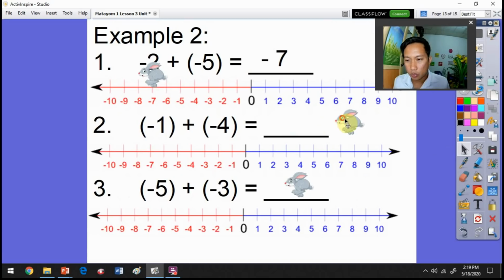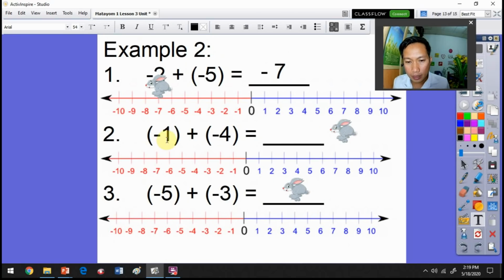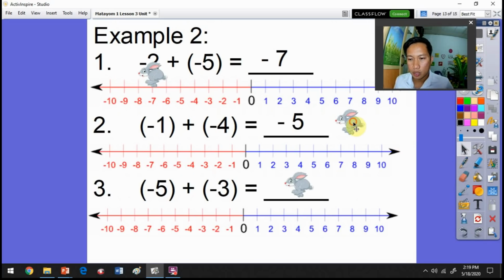Now let's check our concept here. Okay, negative 1 plus negative 4. Both of them are negative. So our answer is negative. 1 plus 4 equals 5. So let's check with our hopping bunny. Negative 1, we move 1 time to the left. And then we have negative 4, we hop 4 times to the left. 1, 2, 3, 4. Our answer is correct.